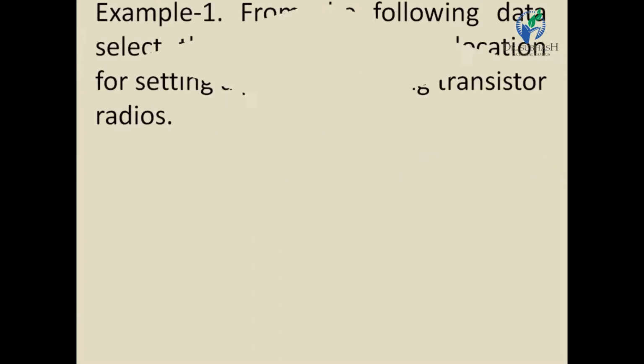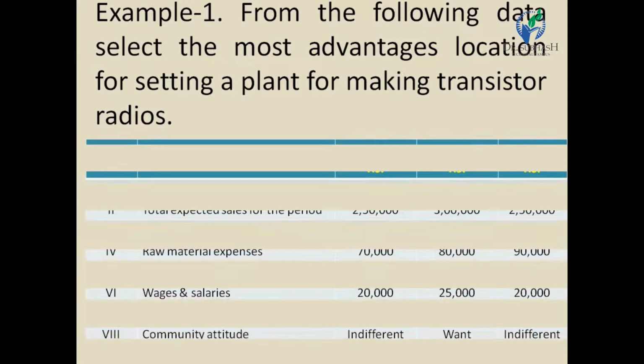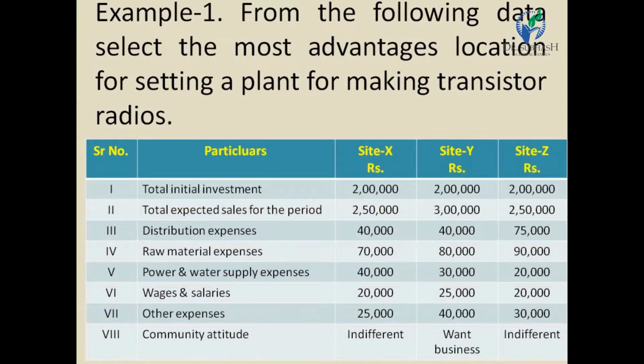Okay, so now the last point of discussion is rate of return. So what is rate of return? We will understand that by taking one example. So let us go through the example. From the following data, select the most advantageous location for setting a plant for making transistor radios. So from this example we will understand what is rate of return.